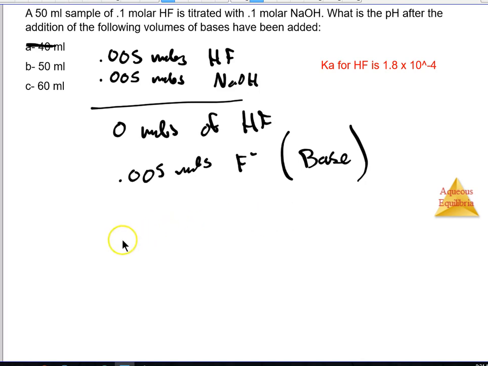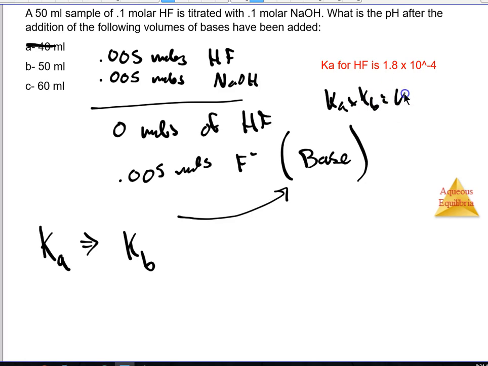So what we do is we now take the Ka and we have to solve for Kb. Because we really need, I'm going to put an arrow, we really need the Kb since this acts as a base. Okay, this is the slide that I talked about before. So if we know Ka is this, Ka times Kb equals Kw. So we just divide them.